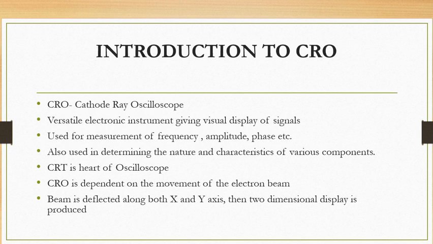So let's have a look at the basic things we studied in the previous lecture. CRO stands for cathode ray oscilloscope, which can be used to give a visual display of signals and can be used for measurement of frequency, amplitude and phase. We have seen that the CRO has one important tube, the cathode ray tube, which is nothing but the heart of the oscilloscope and the most important thing inside the CRO.